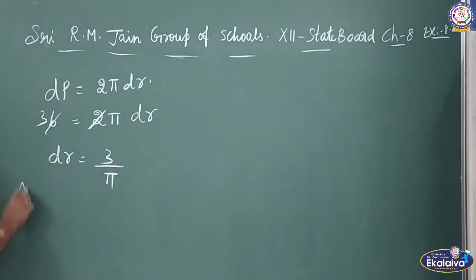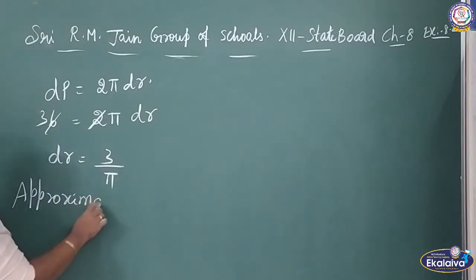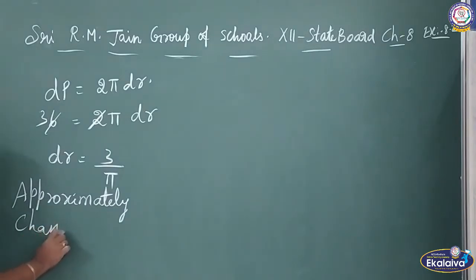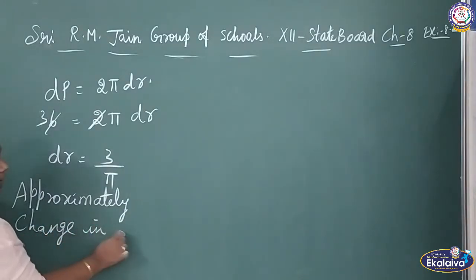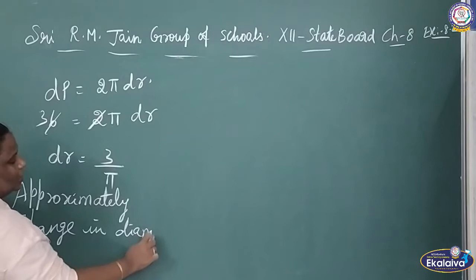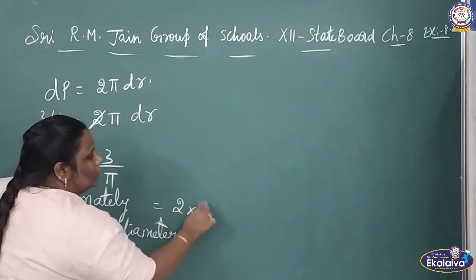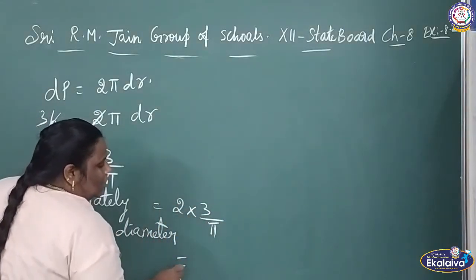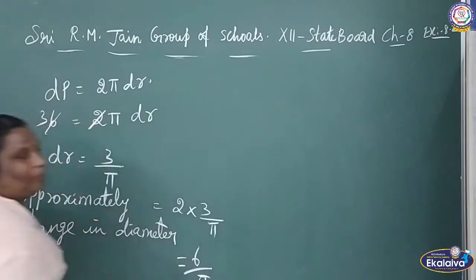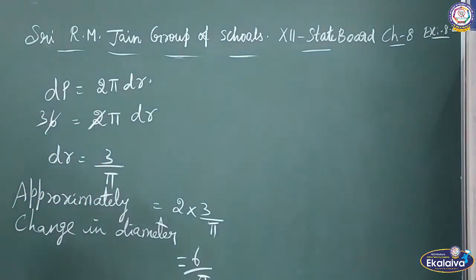So approximate change in diameter. Change in diameter equal to, this is radius r, and diameter is nothing but what? 2 into 3 by pi. It gives 6 by pi.